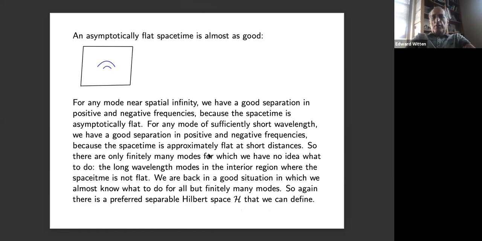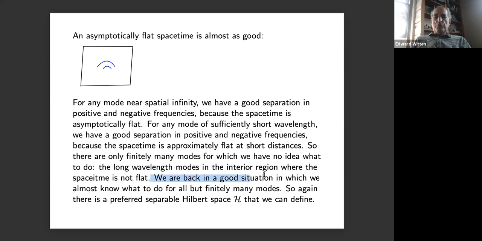An asymptotically flat spacetime is almost as good. For any mode near spatial infinity, we have a good separation into positive and negative frequencies because the spacetime is asymptotically flat. In other words, near spatial infinity, the world is flat and you know what are positive and negative frequencies. We also know what are positive and negative frequencies for modes of sufficiently short wavelength because the spacetime is approximately flat at short distances. So the only modes where we don't know what to do are the ones that are in the region where the space is curved and also have a wavelength comparable to or greater than the radius of curvature. But there only are finitely many of those modes. In other words, the bad modes are the long wavelength modes in the interior.